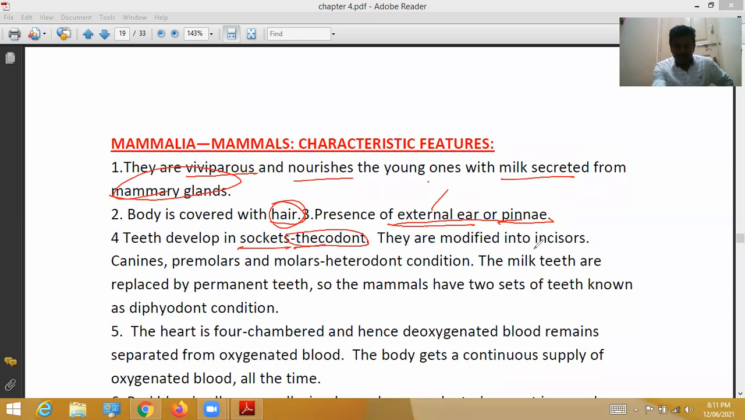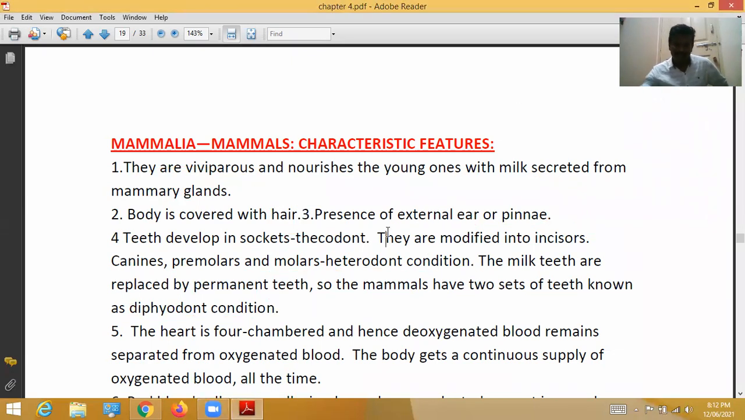Teeth are modified into incisors, canines, premolars, molars, etc. This kind of dentition is called heterodont dentition. The milk teeth are replaced by permanent teeth. So the mammals have two sets of teeth. That kind of arrangement is called diphyodont dentition.